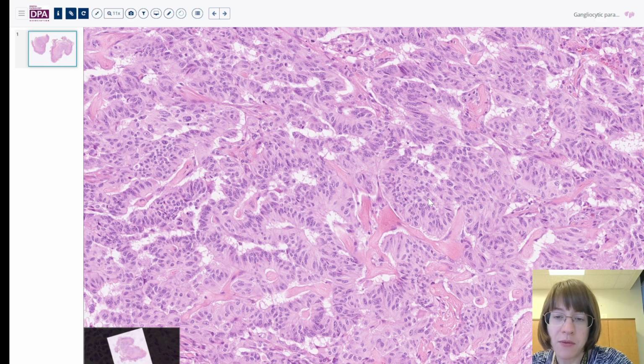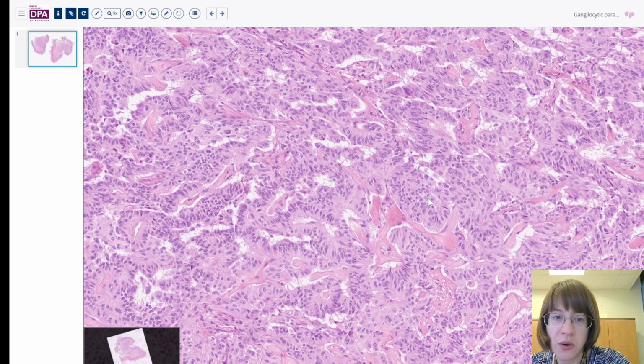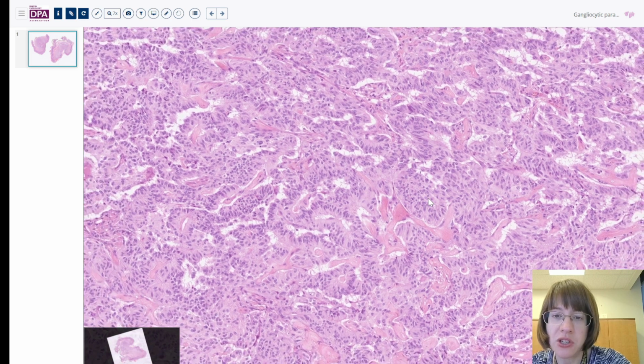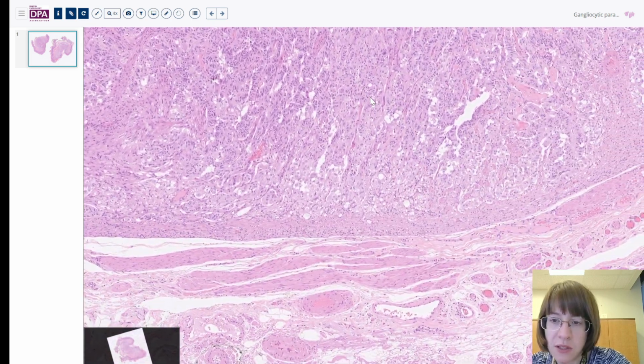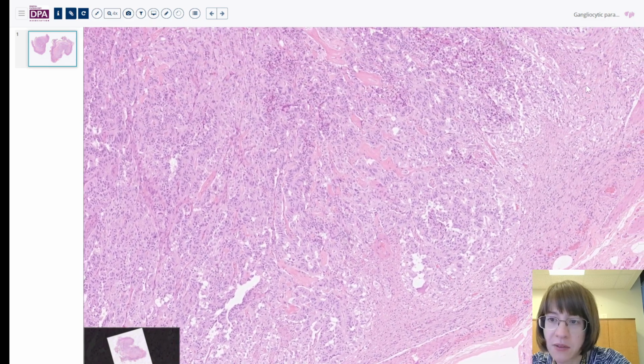And this does label for neuroendocrine markers such as synaptophysin and chromogranin in these areas. So that was our epithelioid component that has neuroendocrine differentiation. And we're now going to go over to a different region of this tumor to appreciate some areas of different morphology.